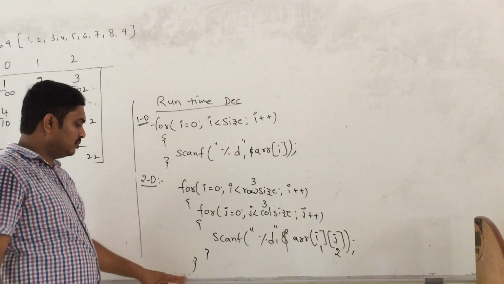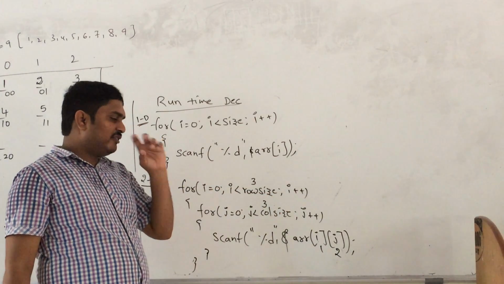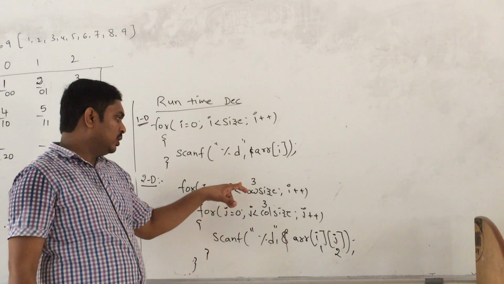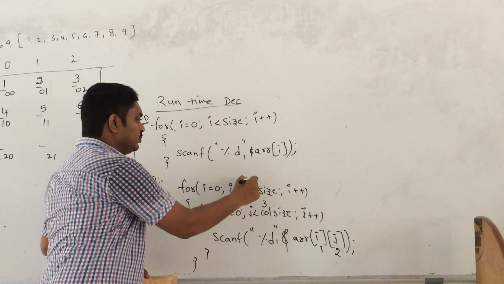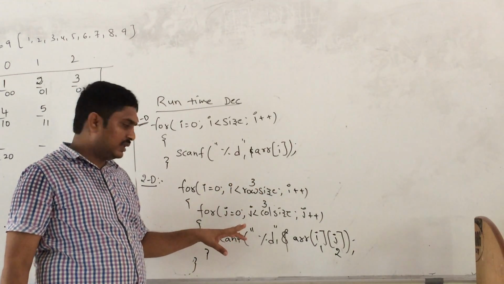Again it terminates the loop. This is the outer for loop. Again the i value is incremented. Previously the i value is 1. Now i will be 2. 2 less than 3. Condition true. It enters into the inner for loop.